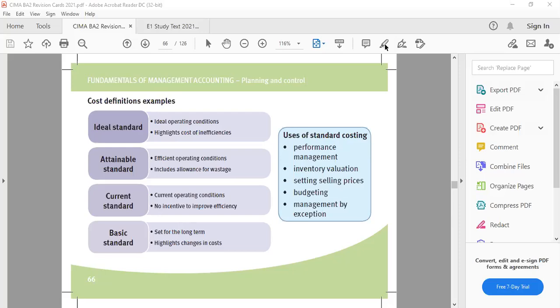What are the uses of standard costing? Performance management, inventory valuation, setting selling prices, budgeting, management by exception. So we see in these areas standards are applicable. These are the areas where standards are applied and used.